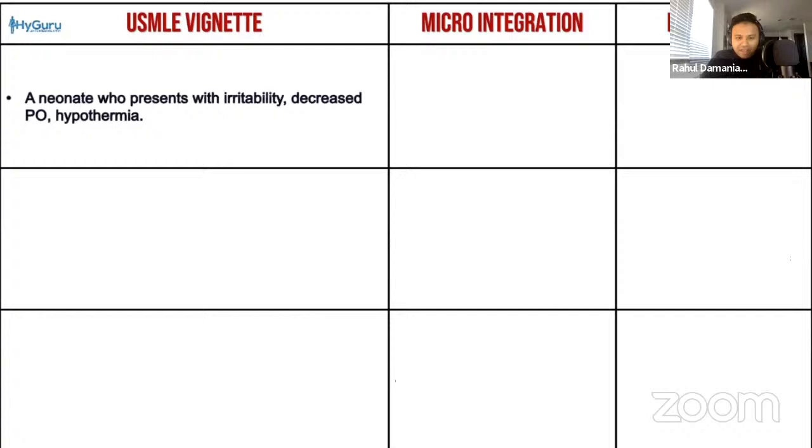microbiological entities. Let's go through this one. A neonate who presents with irritability, decreased PO, and hypothermia. Anytime you see a neonate who has, for example, temperature instability or is very irritable, you're going to be thinking about neonatal sepsis. And one of the key agents that cause neonatal sepsis is listeria. What are some other ones? Group B strep, listeria, E. coli. These are three high-yield bugs that cause neonatal sepsis.